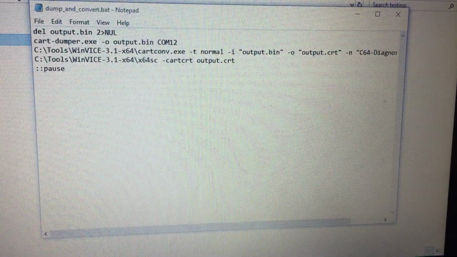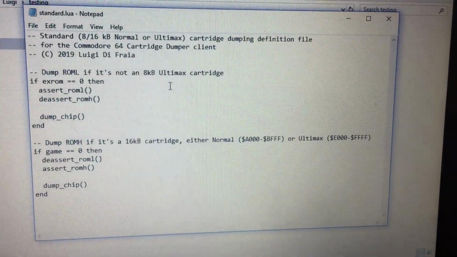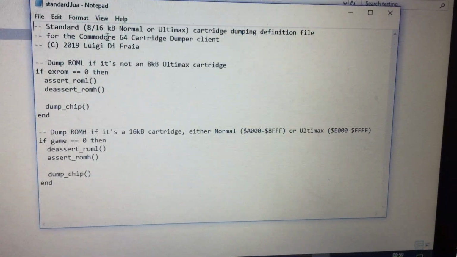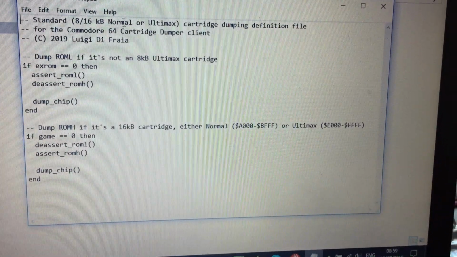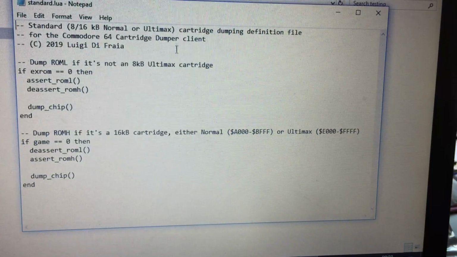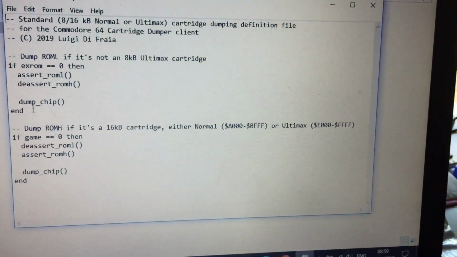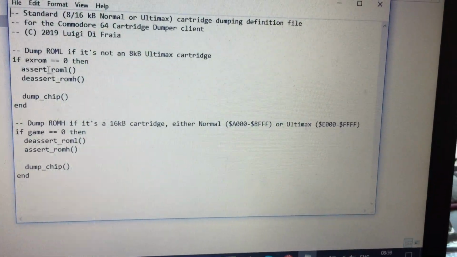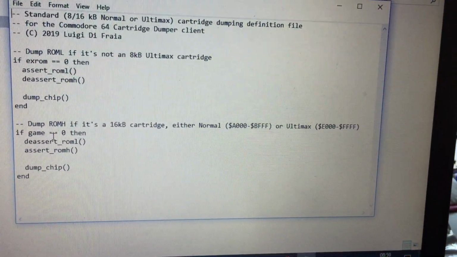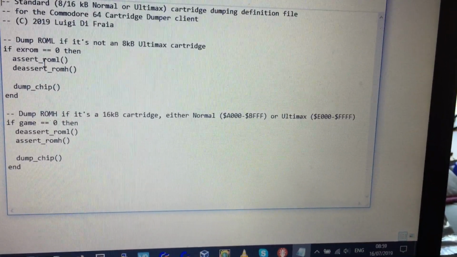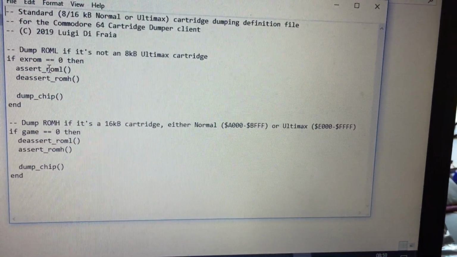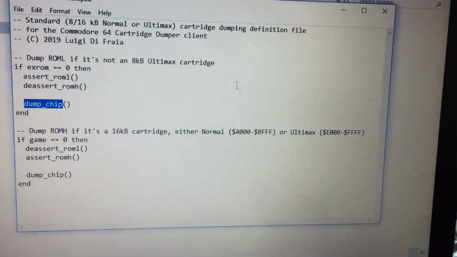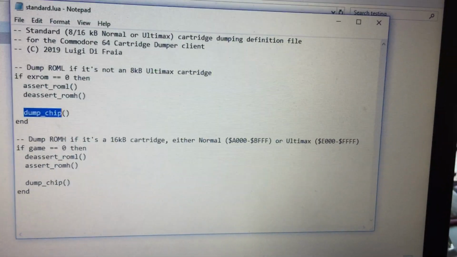Before I do that, let's have a look at the Lua script that is used for standard cartridges, whether they are 8 or 16 kilobytes, normal or Ultimax. The Lua script has got access to the state of the XROM and game lines, which are read up front before the script is executed. And the rest is really about manipulating the ROM low and ROM high lines, and then dumping the contents of the ROM. Let's see how it goes.